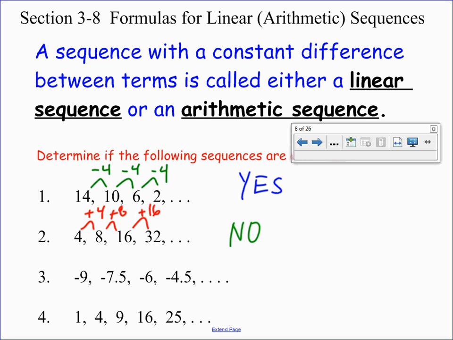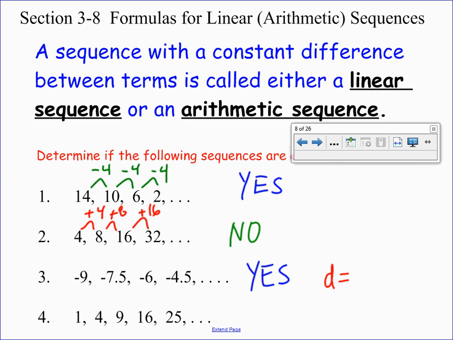Okay, so what do you guys think about number 3? Go ahead and tell the class what you and your partner decided for number 3. Olivia and Jackson? And what was your constant difference between terms? Add 1.5. Excellent. Add 1.5.